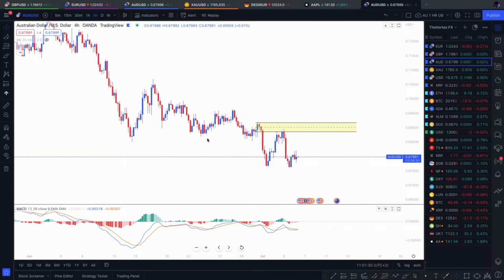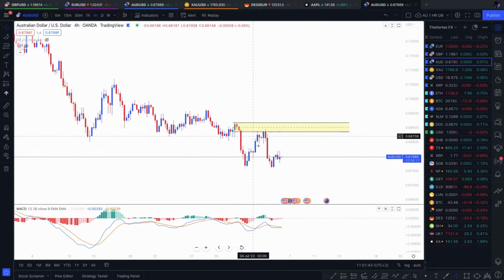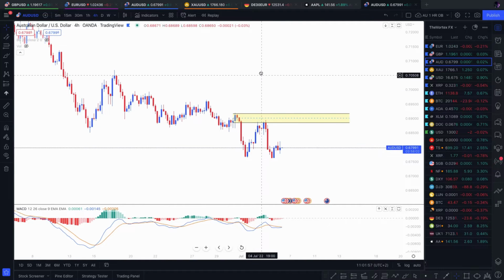I'm the Vortex Trader and today we are on AUD USD, the Australian dollar versus the US dollar on the 4-hour time frame, and we are looking at a potential double bottom that is not yet finished forming. What I want to see is if this thing actually does form, because if it does, then there is a good chance for us to jump in long. So let's get into it. Let's check it out. What are we looking at?